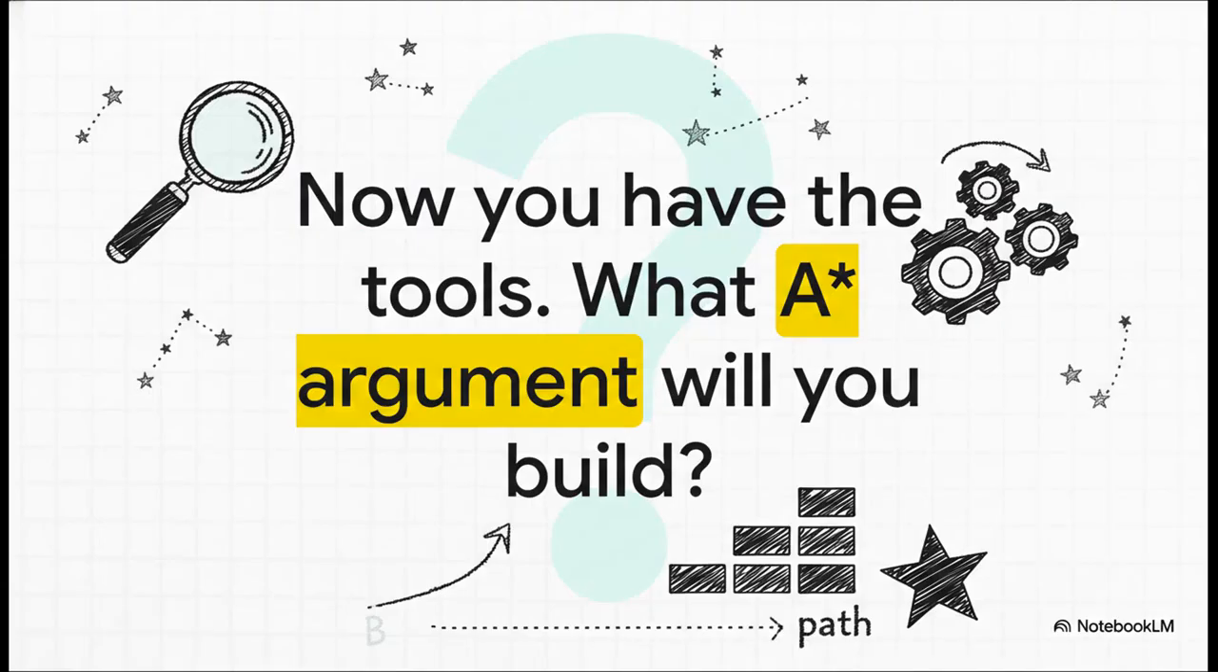You officially have the toolkit. You have the framework, and you have the key question to ask. The path from a B to an A-star isn't really about memorizing more facts. It's about learning to think more deeply. So the only question left is, what amazing argument are you going to build next?